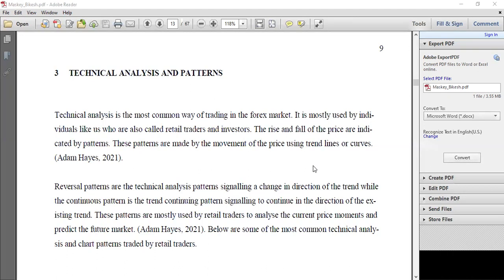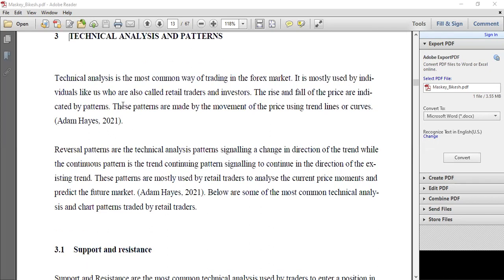All right, so we are looking at technical analysis. Under technical analysis, specifically, we'll be looking at price action. Technical analysis is the most common way of trading in the forex market. It is mostly used by individuals like us who are also called retail traders and investors.